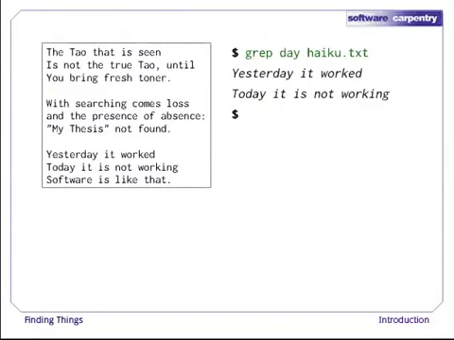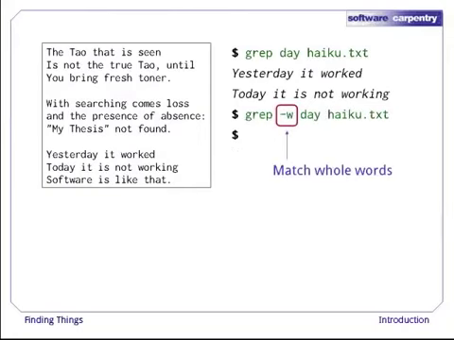Let's try a different pattern, day. This time, the output is lines containing the words yesterday and today, which both have the letters D-A-Y. If we give grep the -w flag, it restricts matches to word boundaries, so that only lines with the word day will be printed, not lines with today or daytime. In this case, there aren't any, so grep's output is empty.